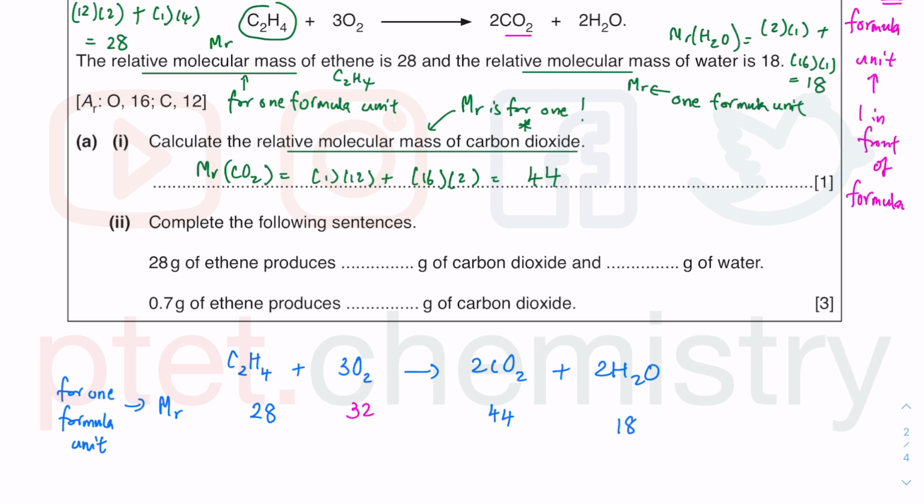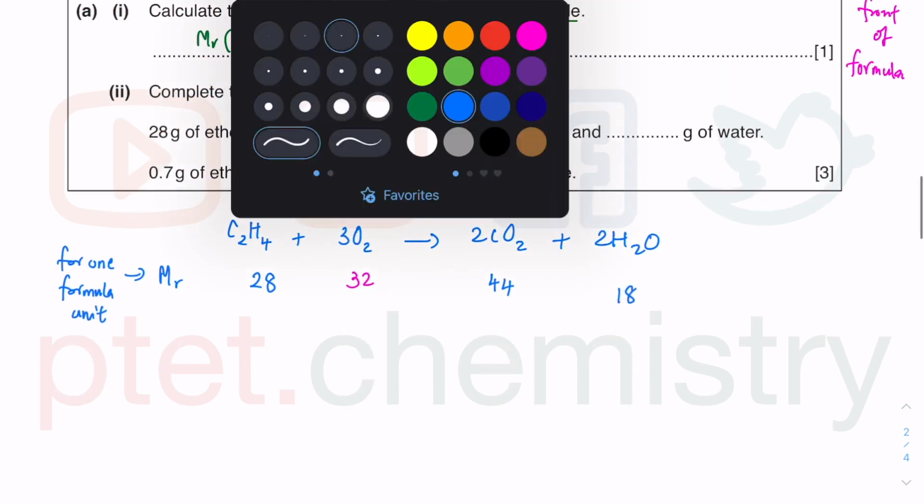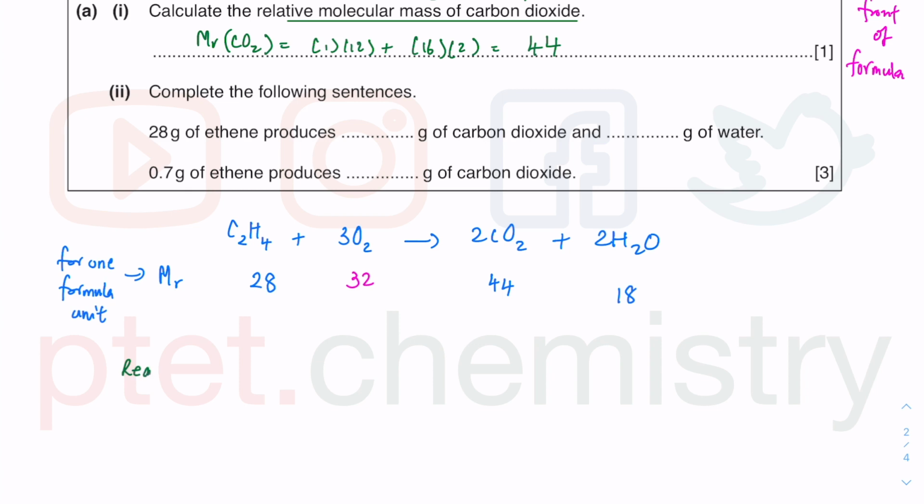But what is very important, this is the most important idea, this is called reacting masses. Okay, this is basically this topic. It's called reacting masses from the balanced equation. Look at your balanced equation. This is your balanced equation given. So there is one of it, so it's just 28 times 1. So there's just 28. This is 32 times 3 because there are 3 formula units of oxygen.